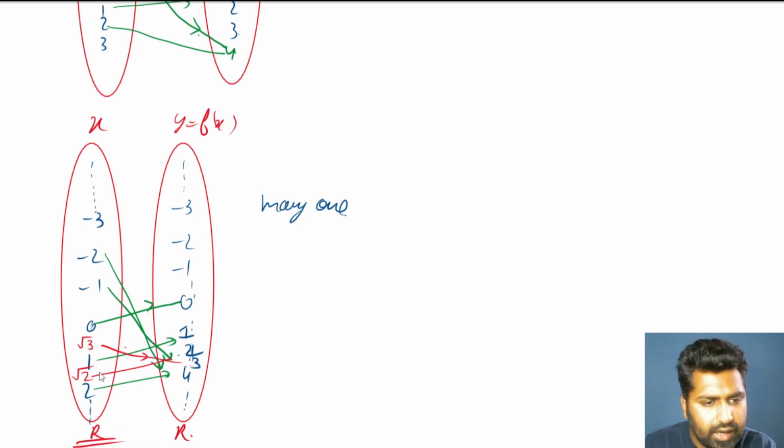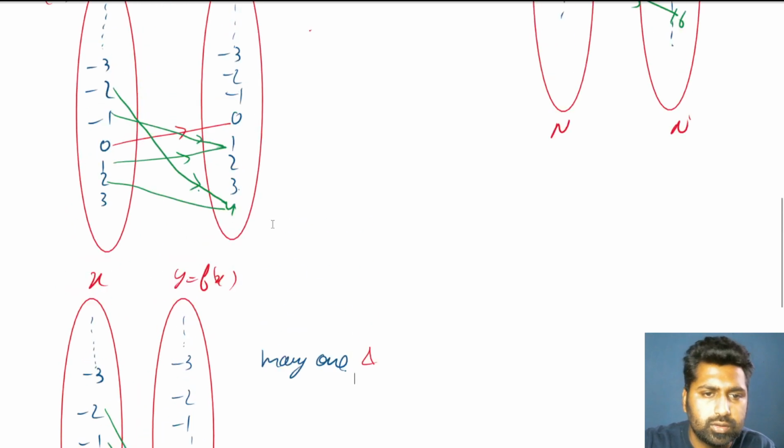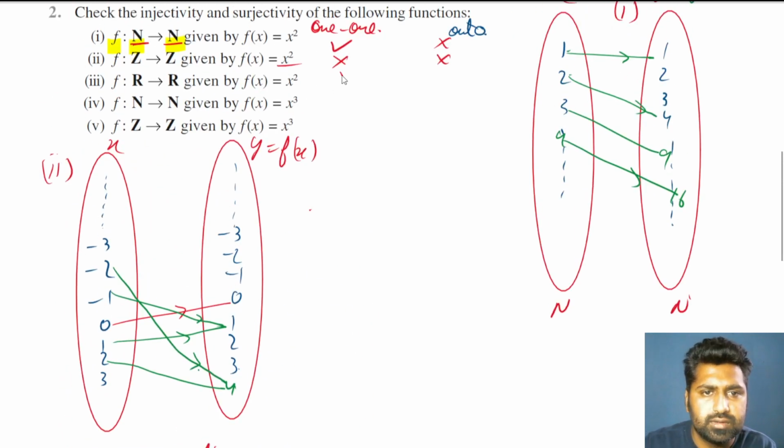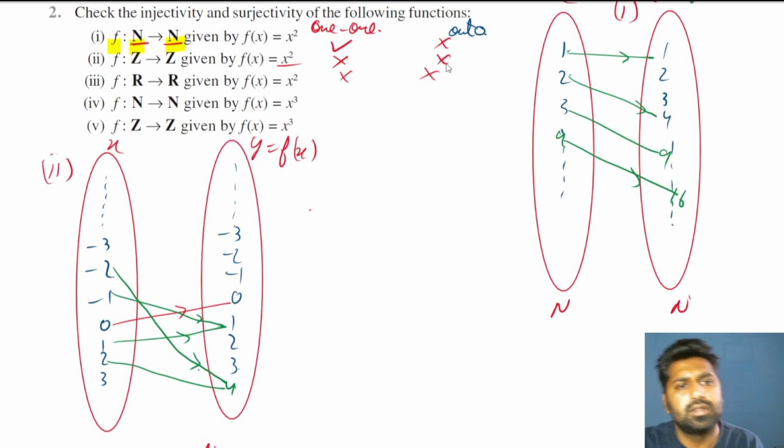So every y, so far all the positive numbers are related, but still negative numbers are not related. So this is not many-one and definitely not onto. Sorry, this is not one-one or onto also. So the same problem with this also. One-one is not there, onto is not there.